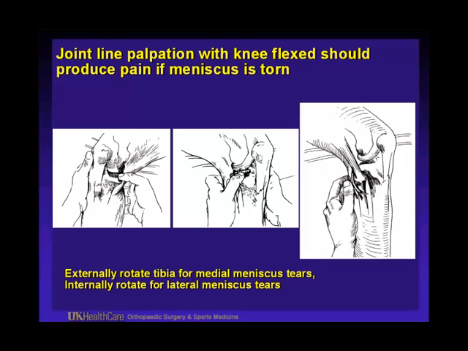In my experience, doing the McMurray's maneuver in hyperflexion and then externally rotating the tibia usually will reproduce pain in a posterior third medial meniscus tear. Sometimes external rotation will produce pain in medial meniscus tears. In the original description by McMurray, tibial rotation was talked about, but not internal or external. And then for lateral meniscus tears, hyperflexion and internal rotation will usually catch that abnormal portion of the meniscus and create pain.